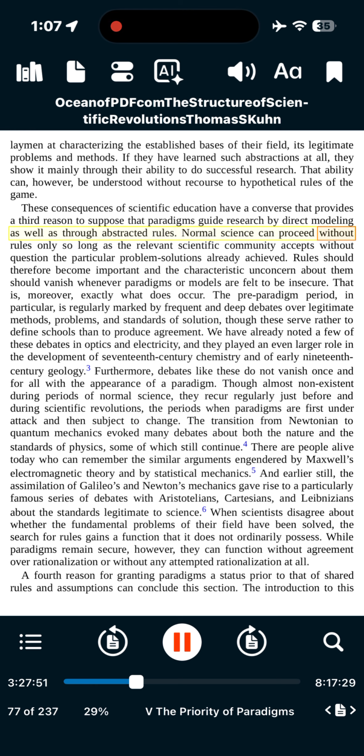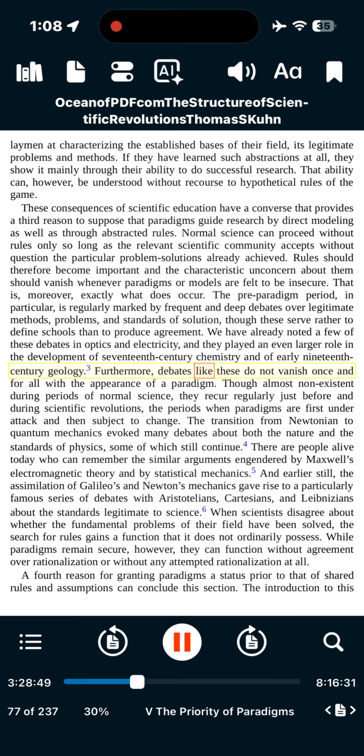Normal science can proceed without rules only so long as the relevant scientific community accepts without question the particular problem solutions already achieved. Rules should therefore become important, and the characteristic unconcern about them should vanish whenever paradigms or models are felt to be insecure. That is, moreover, exactly what does occur. The pre-paradigm period, in particular, is regularly marked by frequent and deep debates over legitimate methods, problems, and standards of solution, though these serve rather to define schools than to produce agreement. We have already noted a few of these debates in optics and electricity, and they played an even larger role in the development of 17th-century chemistry and of early 19th-century geology.